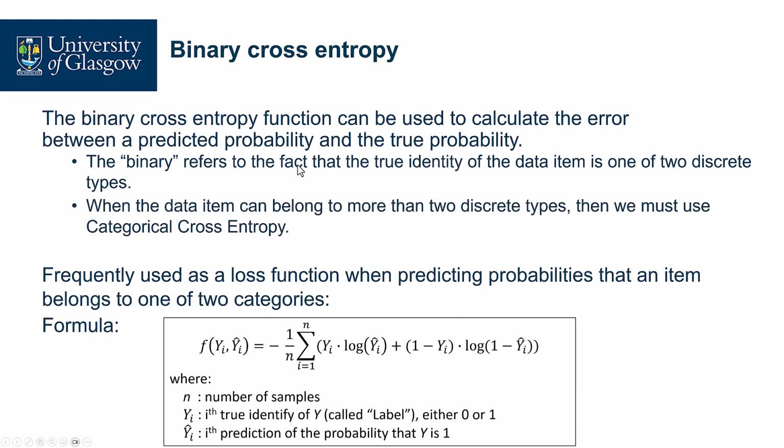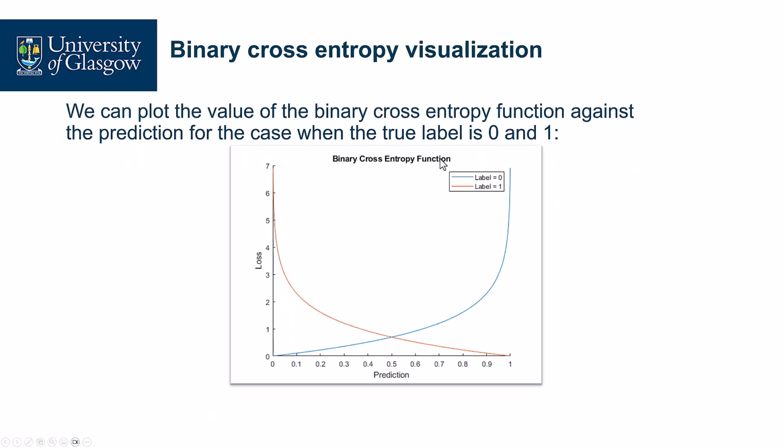And when there are data items that there are more than two categories, not 0 and 1, but 3 or 4 categories, in this case, we need to use a categorical cross-entropy. So this will be covered in the third course of this specialization. So let's draw the binary cross-entropy to see what happens.